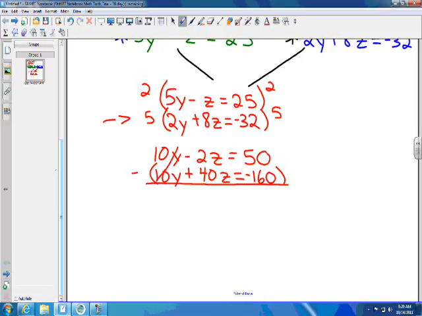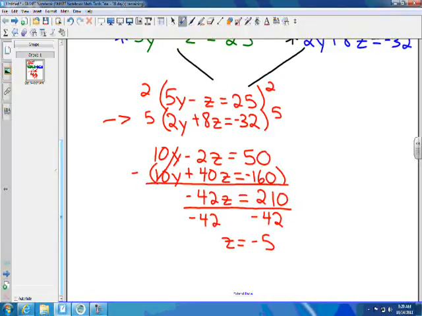So 10 minus 10 cancels. Negative 2 minus 40 will be negative 42z, and 50 minus negative 160 will be 210. And dividing by negative 42, we get what? Negative 5. I believe that's right. Appears as though it is.